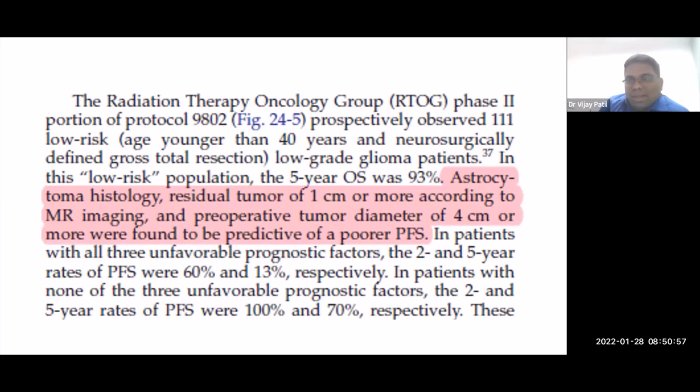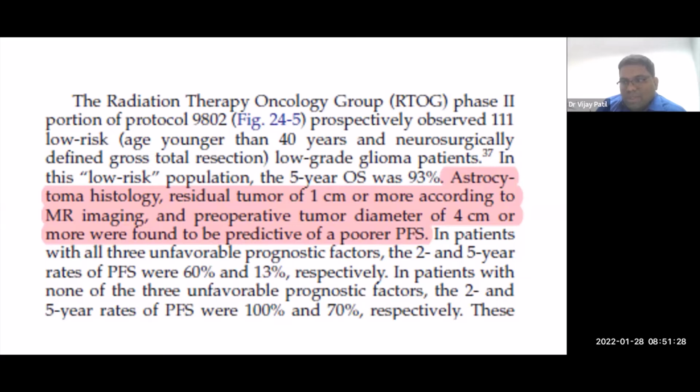In the RTOG study, what they saw was patients who had astrocytoma histology, in the low risk population which was kept on observation, a residual tumor if present, or a preoperative tumor diameter of 4 centimeters or more, the outcomes were bad in this. Like the 2-year PFS was only 60%, and the 5-year PFS was only around 12%.